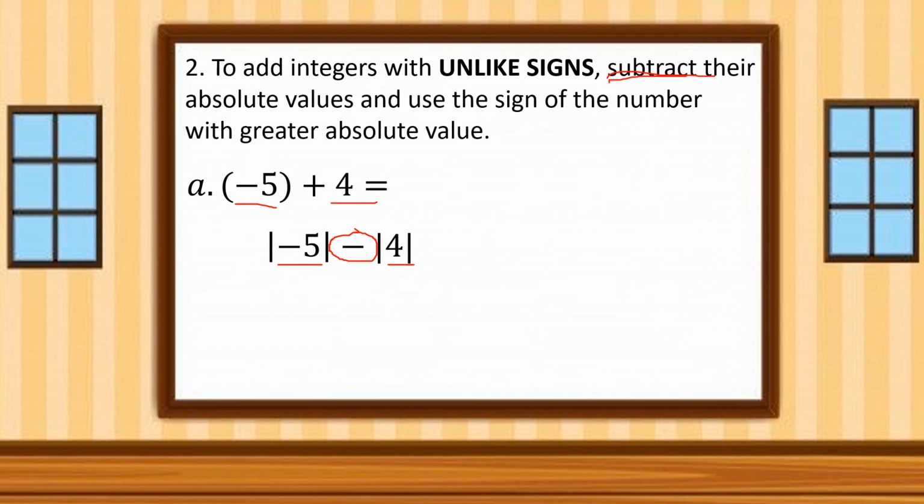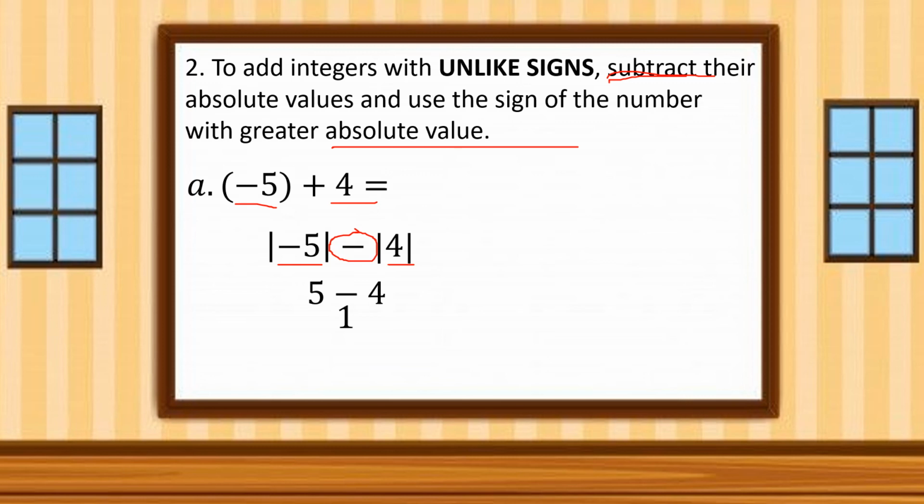Okay? So, ano po ba ang absolute value ng negative 5? So, we have here 5 minus the absolute value of 4, which is 4. So, we have here 1, if we are going to subtract 4 from 5. So, the answer here is 1. Ngayon, kokopyahin natin yung sign ng mas malaking number yung absolute value.